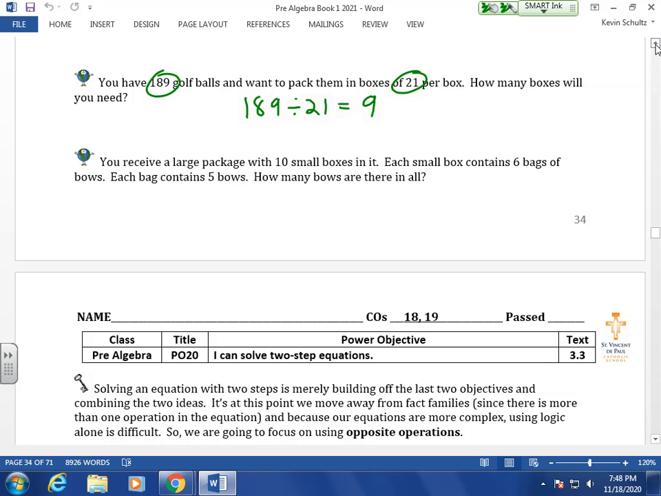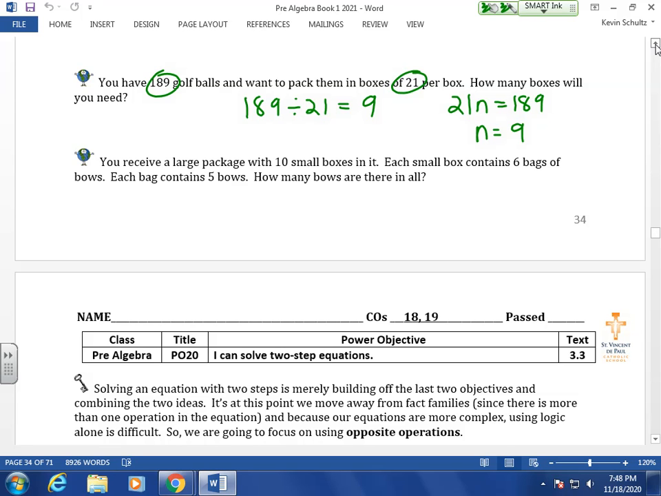You could write it to say, 21 golf balls per box equals my total. How many boxes do I need? 189 divided by 21, that would give you 9 boxes. So that's how you would set it up as an equation with a variable, but you wouldn't necessarily have to.